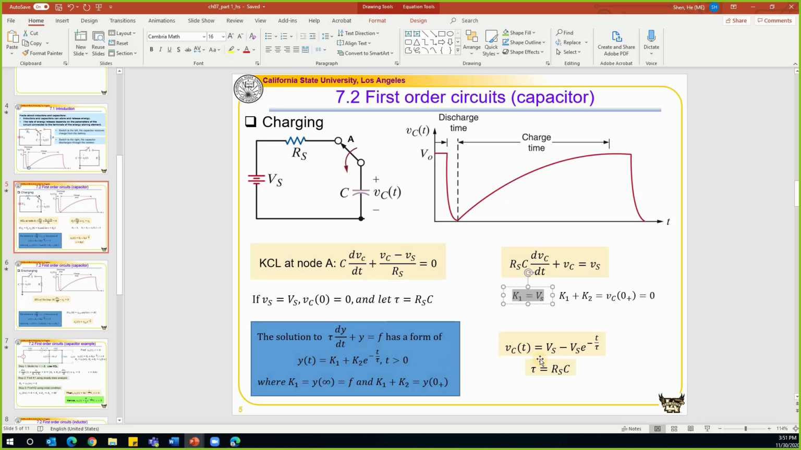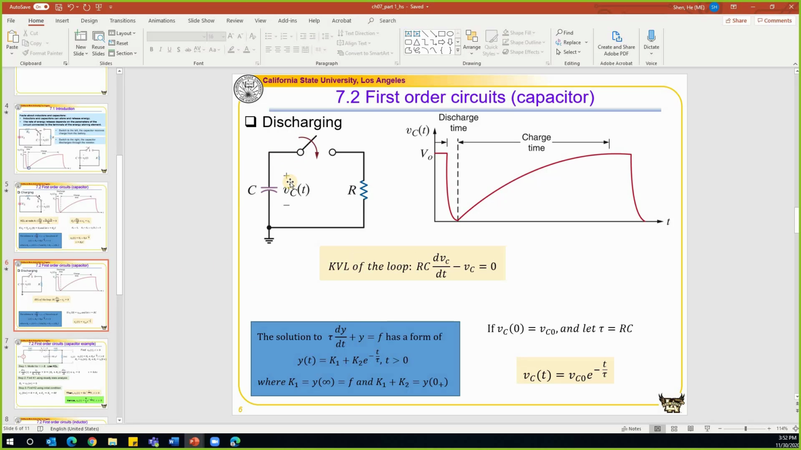That's how we find the final conclusion: Vc is equal to K1, which is Vs, plus K2, which is negative Vs, times e to the power of negative t over tau. And here tau is the time constant, which is Rc. So that is how we solve this problem. This is called a transient behavior. The discharging phase will start with Vc fully charged. Then we flip the switch to the right-hand side, and we connect this resistor to the circuit. We know that Vc starts from a fully charged value. That is called Vc at time 0. Here, the time 0 is different from the previous time 0. Right now, time 0 starts from the time that we turn the switch on.